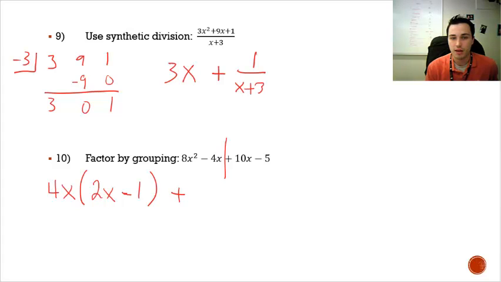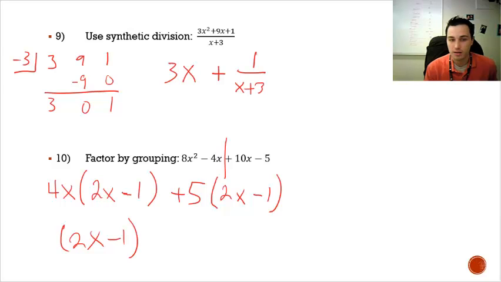and think, what's my greatest common factor? It is 5. Both of those are divisible by 5. Divide 5 out of 10x, you get 2x. Divide 5 out of negative 5, and you get negative 1. Oh look, my parentheses match. 2x minus 1, 2x minus 1. So then 2x minus 1 is part of my answer, and then the 4x plus 5 is the other part of my answer, and that's it. That's done. There's no more factoring that can be done.